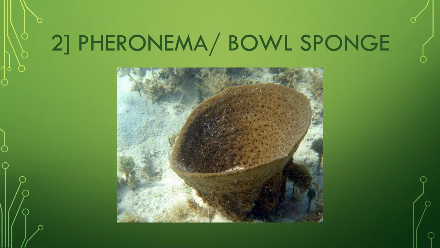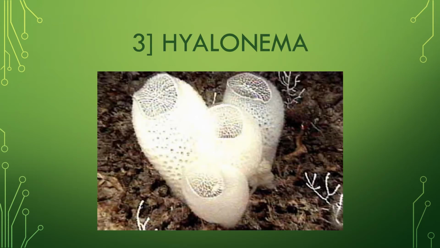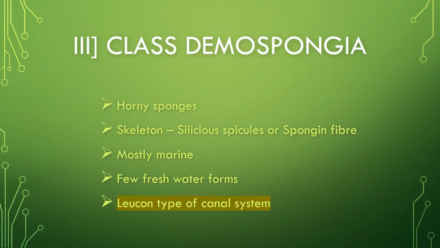Next example, Pheronema. Common name is bowl sponge. Next example is Hyalonema. Its common name is glass rope sponge. The last class is class Demospongiae. This class includes horny sponges. Here, skeleton is made up of spongin fiber or siliceous spicules.